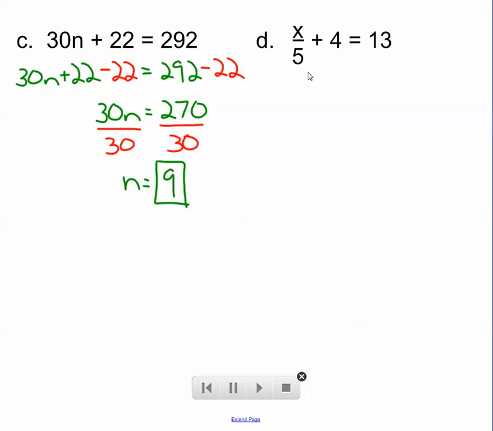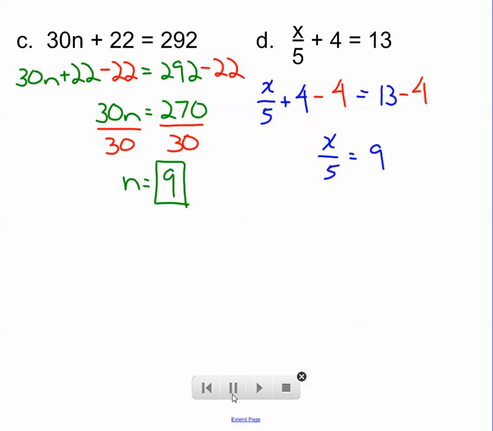Now we've got division over here, but to get x by itself, we still want to get rid of that 4 first. So here we go. We've got x over 5 plus 4 equals 13. I'm going to subtract 4 from both sides. x over 5 plus 4 minus 4 is x over 5. 13 minus 4 is 9.